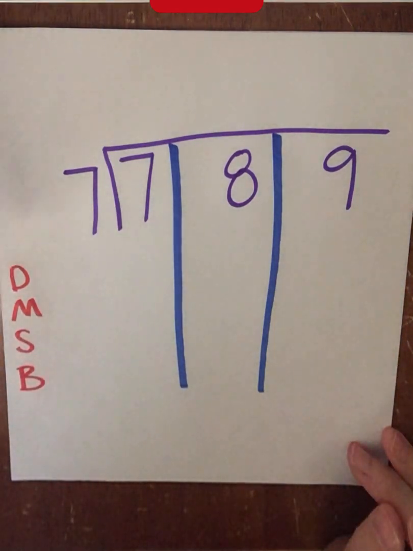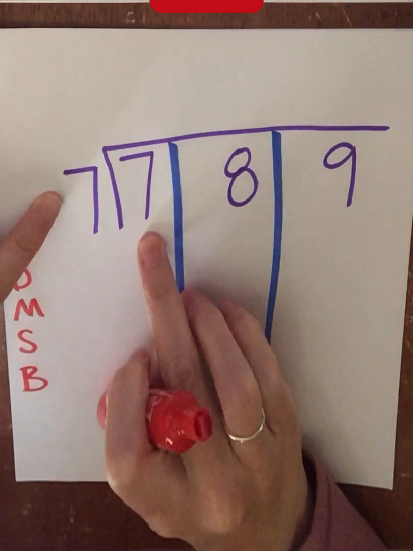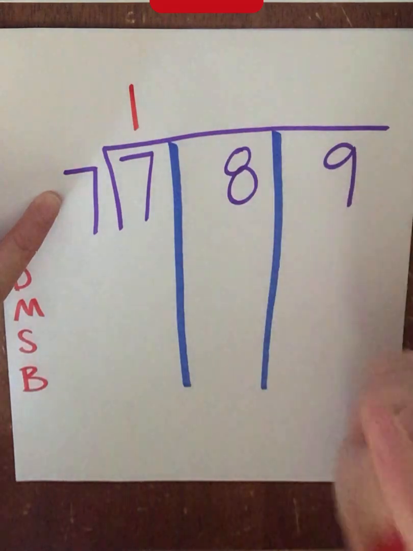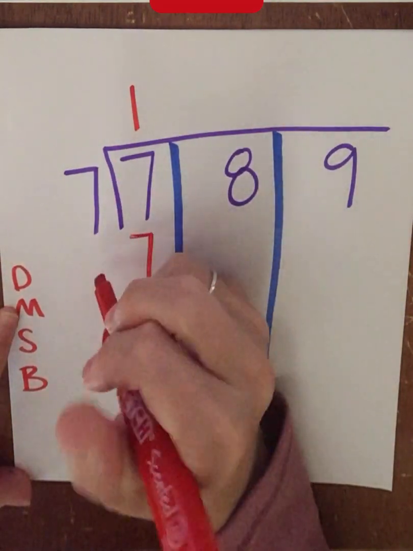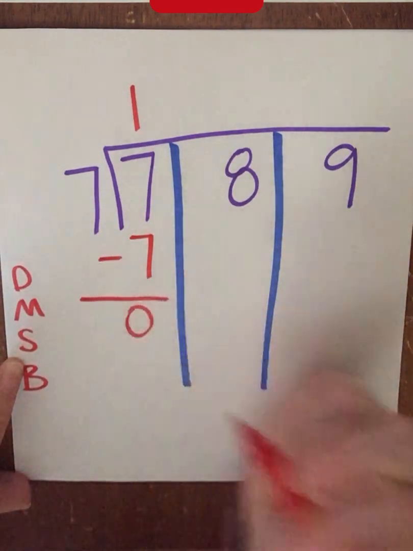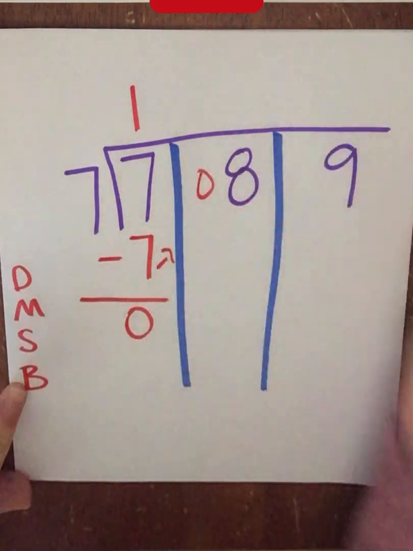Okay. Now, D stands for divide. So I'm going to start here. 7 divided by 7. I can actually take one group of 7 away from 7. Then I'm going to multiply. 1 times 7 is 7. And I'm going to subtract. Now, I'm on the S step, subtract, and that gives me 0. B is bring over. So I'm going to bring the 0 over here.